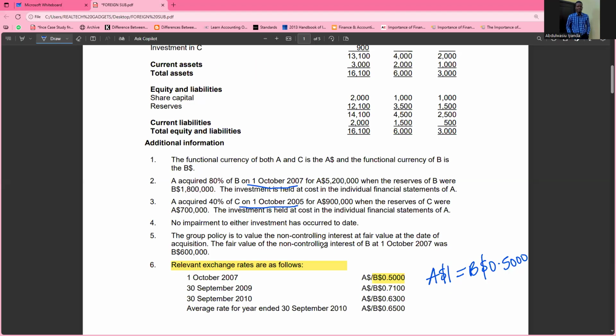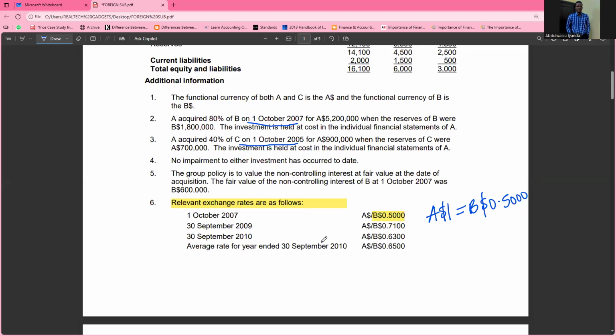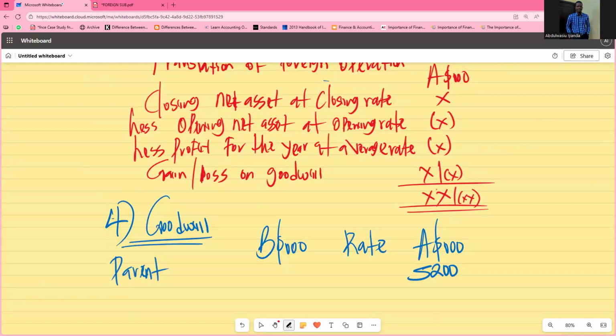What is the acquisition rate? They say the acquisition rate is 0.5. Because you know already, goodwill is calculated on the date of acquisition, and the rate on that date is 0.5. You can remember now that the subsidiary currency is more valuable than the parent. So this is the parent now, the parent is 5.2. By the time I move to the subsidiary, it will be lower.